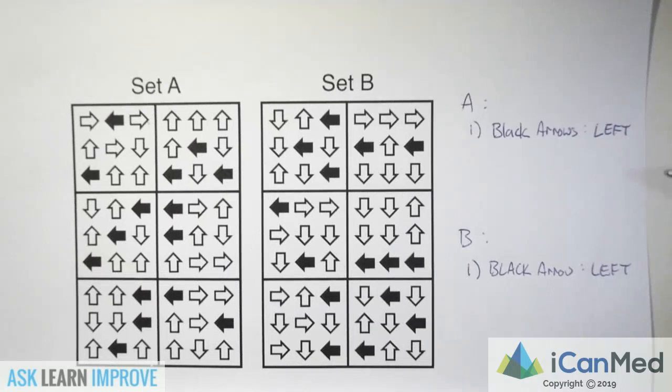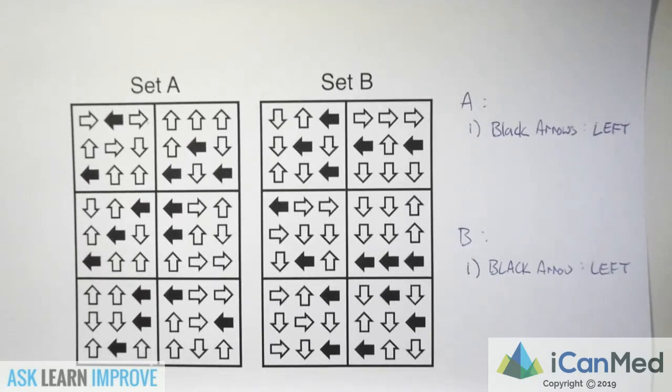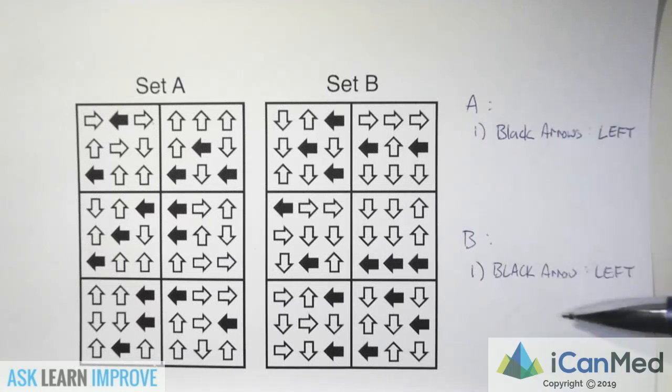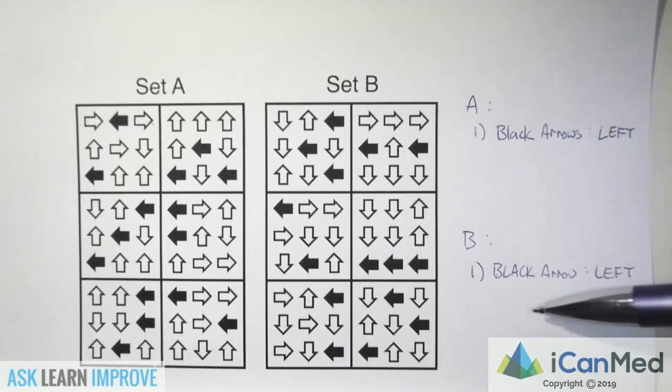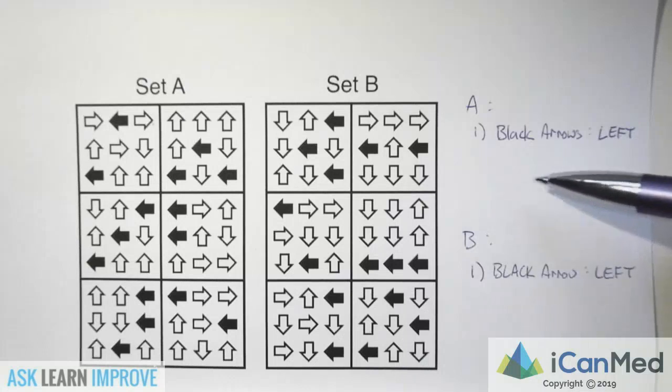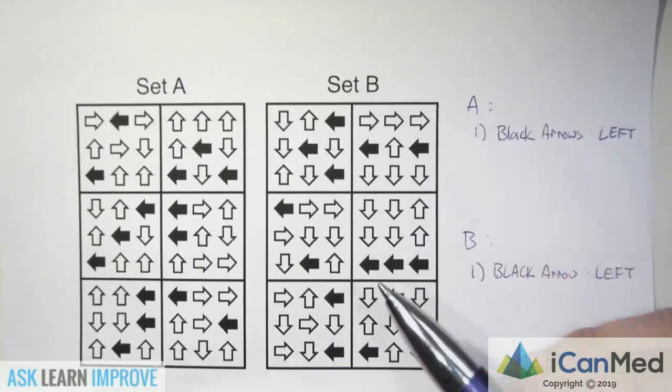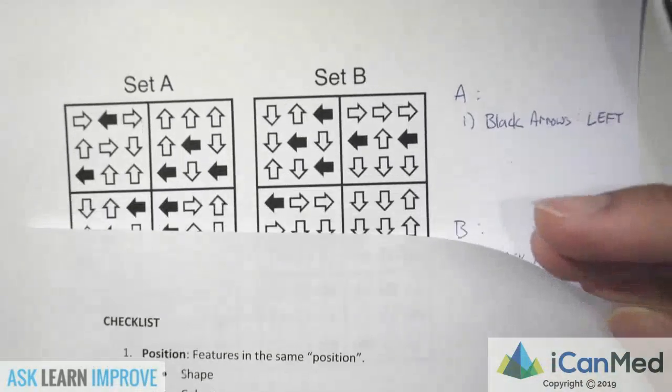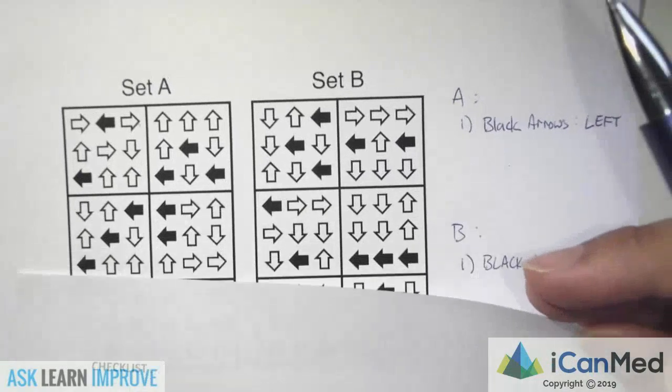So if we get an arrow that points to the right that is black, we know that it won't belong to set A or set B. Okay, so that's the main reason why I wrote that down. But it's not enough. Okay, I need to find other rules to help me distinguish set A and set B. So let's take a look. Any other matching rules? And in fact, the answer is no.